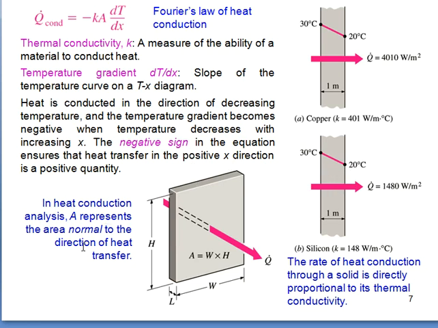A heat conduction analysis uses the area normal to the heat direction. Here, the area normal to the heat transfer is width times height. For the temperature gradient, we can write a 1 meter length. That 1 meter length will be the dx, the change in distance, or the distance over which the heat is transferring.